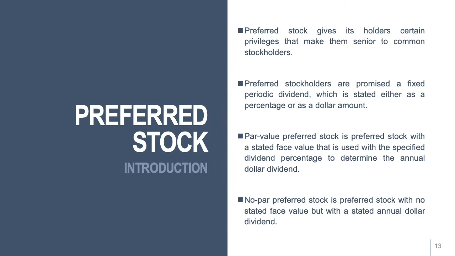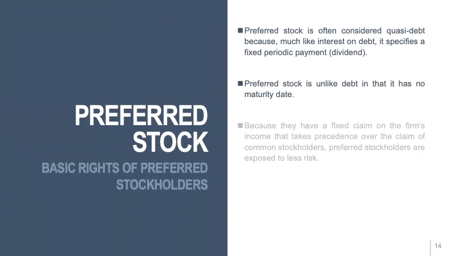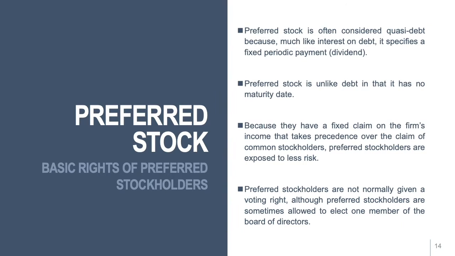What are the basic rights of preferred stockholders? First, preferred stock is often considered quasi-debt because, much like interest on debt, it specifies a fixed periodic payment. Preferred stock is unlike debt in that it has no maturity date. Because they have a fixed claim on the firm's income that takes precedence over the claim of common stockholders, preferred stockholders are exposed to less risk. Preferred stockholders are not normally given a voting right, although they are sometimes allowed to elect one member of the board of directors.